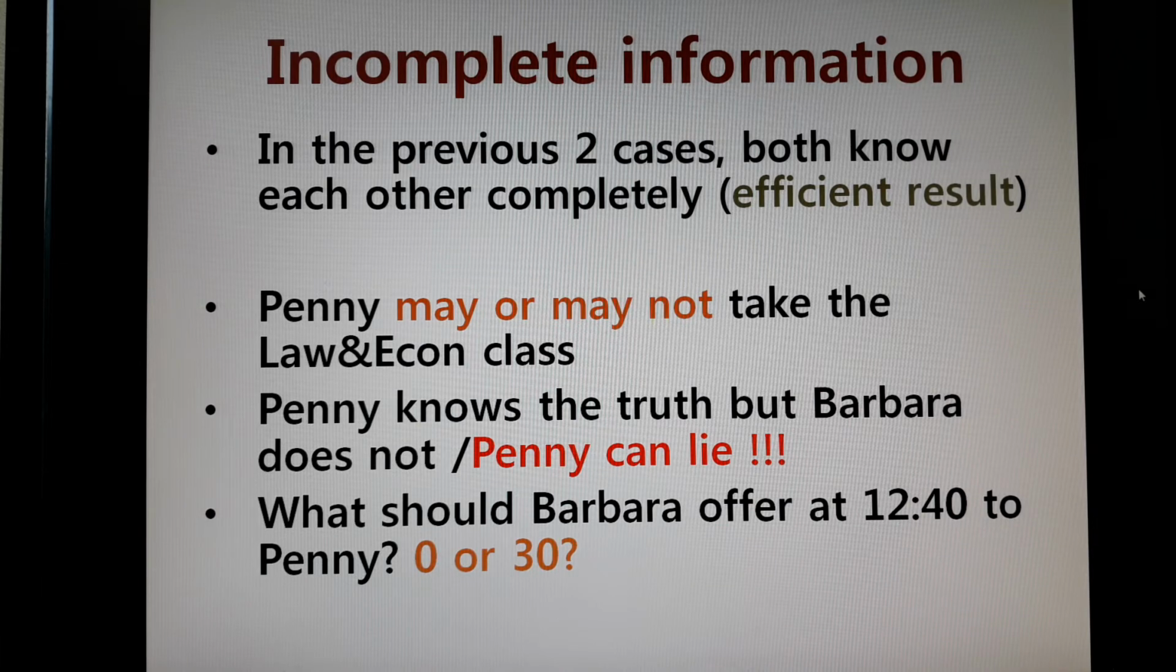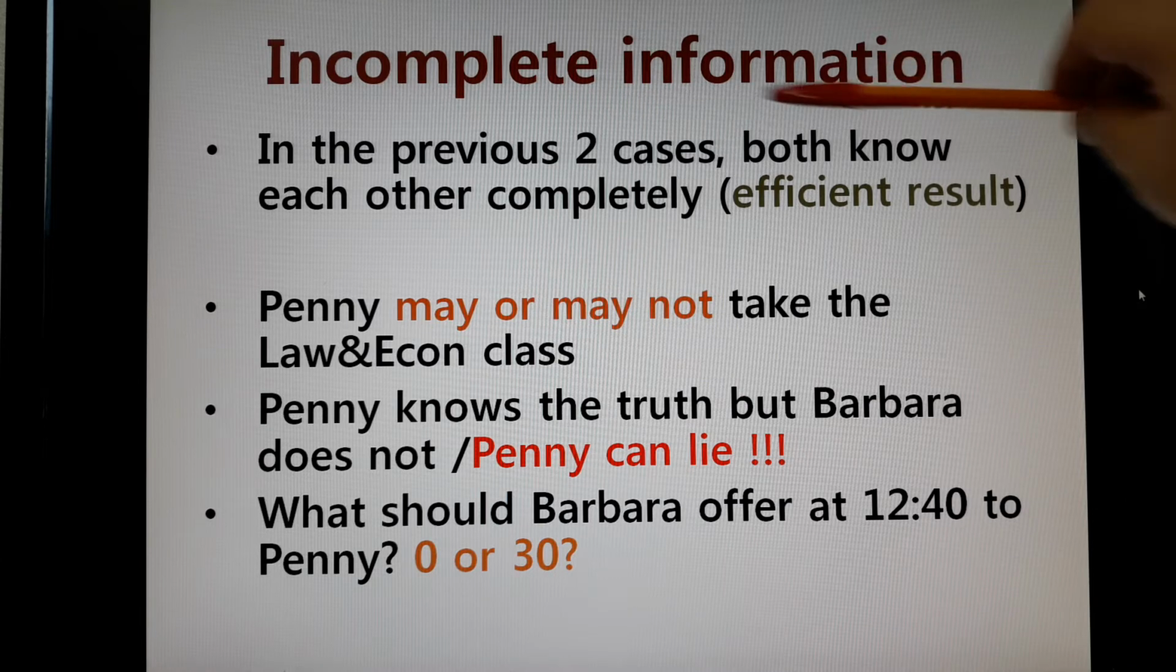Now, that is interesting stuff maybe, but the real fun is the incomplete information game. It's getting more complicated and more interesting. In the previous two cases, the results were efficient, both of them. And game theory-wise, why was it so? Both Barbara and Penny know each other completely. We call that a complete information game.